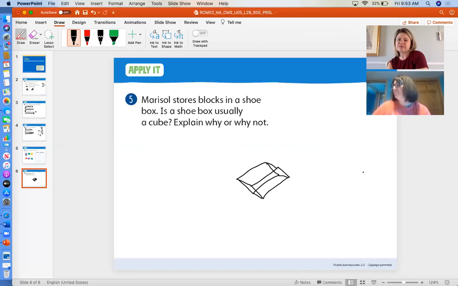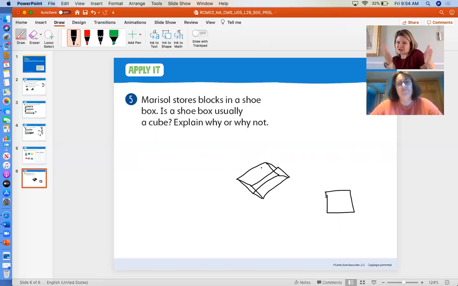Do you think that most shoeboxes are a cube? Well, this is a rectangle. I started by drawing a rectangle. Now, maybe if you had really small feet, you could have a cube, right? But most shoeboxes are not going to be a cube. They're going to be a rectangular prism because most people's shoes are longer this way, but you don't have to go as deep in the shoebox, right?